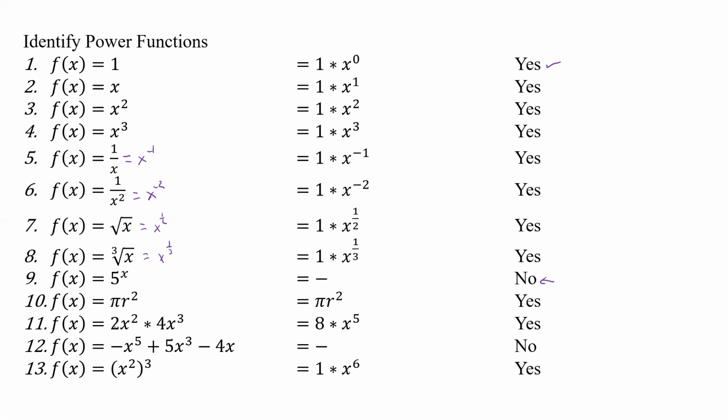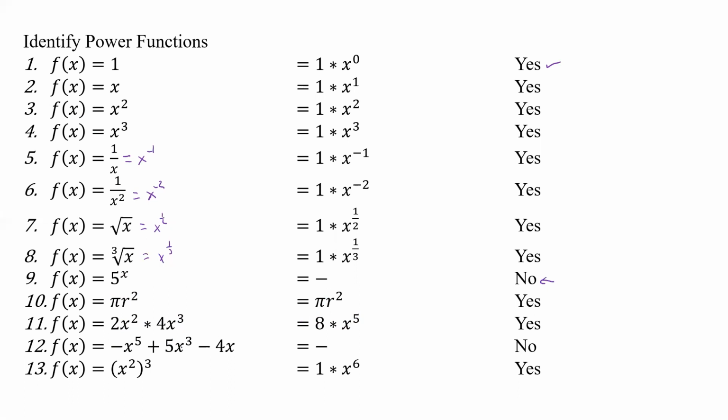Well, what about this one? Well, what we'd have to do is multiply 2 times 4, and we get 8. x squared times x cubed, we add the powers, so 2 plus 3 is 5. 8 times x to the 5th. Well, now our coefficient is 8, and we have x to the 5th. So yeah, we can do that one.